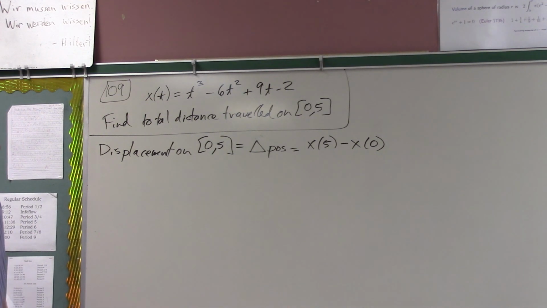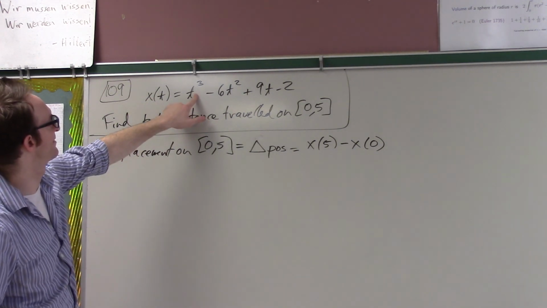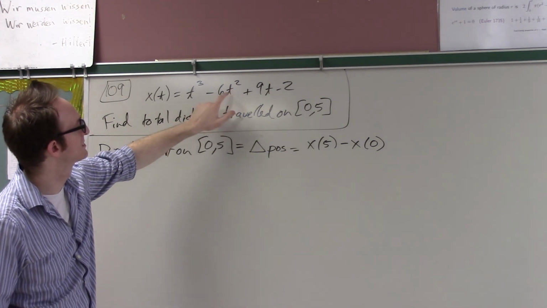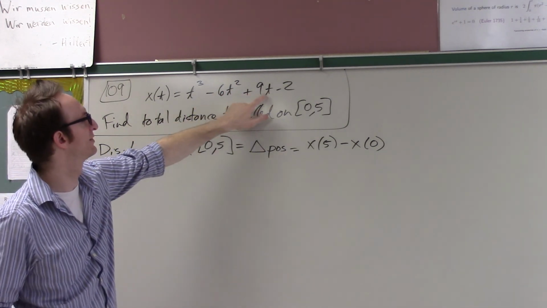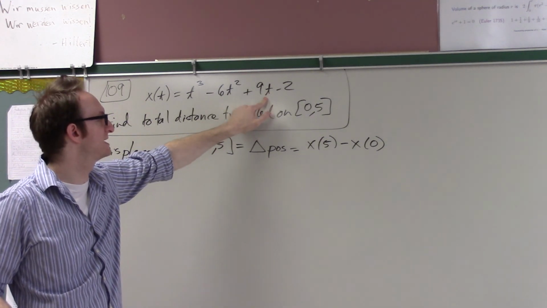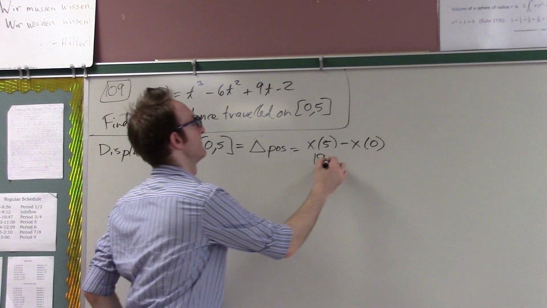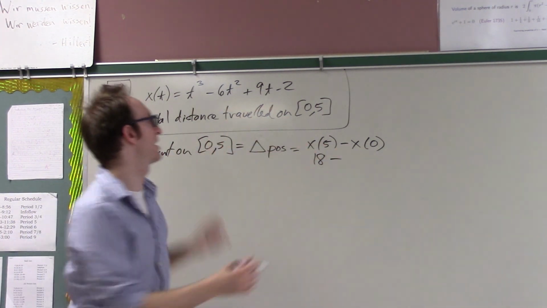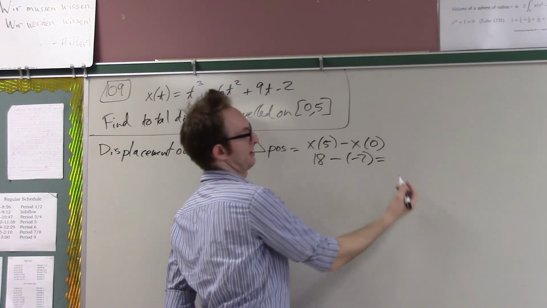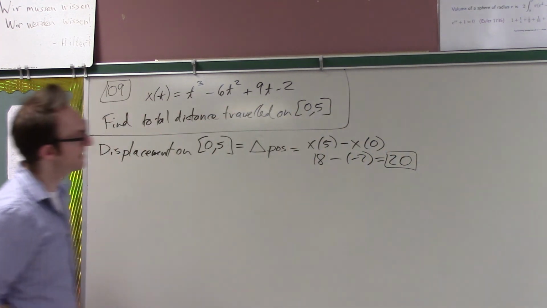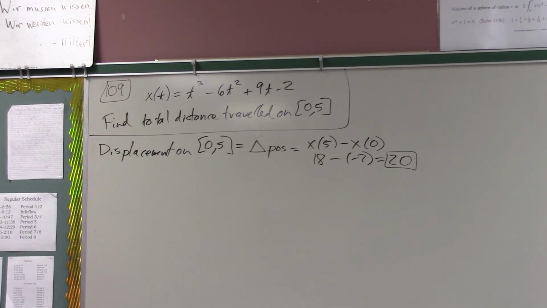I guess we could even just do that, right? Let's see, what is x of 5? 125 minus 150 is negative 25, and 45 is 20. Is that 18? Someone double check that. And then minus x of 0, which is negative 2. And so the answer is 20. Okay. So that's an interesting question to ask. Note that that is not the question that they are asking, but it is an interesting question.